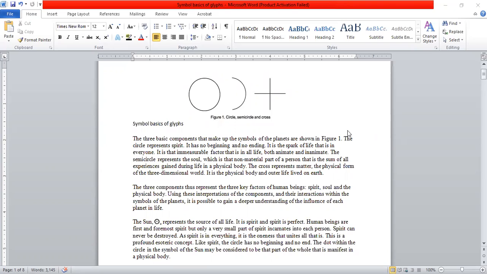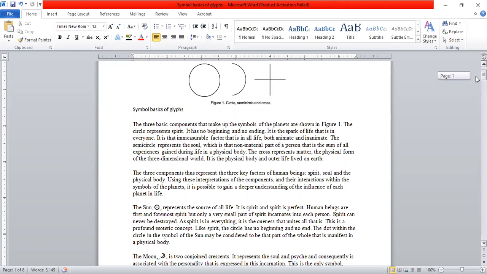Hopefully, you can see the circle, the semicircle, and the cross. If you don't, let me know. All right, so there we go. The three basic components that make up the symbols of the planets are shown here. The circle represents spirit. It has no beginning and no end. It is the spark of life that is in everyone. It is the immeasurable factor that is in all life, both animate and inanimate.